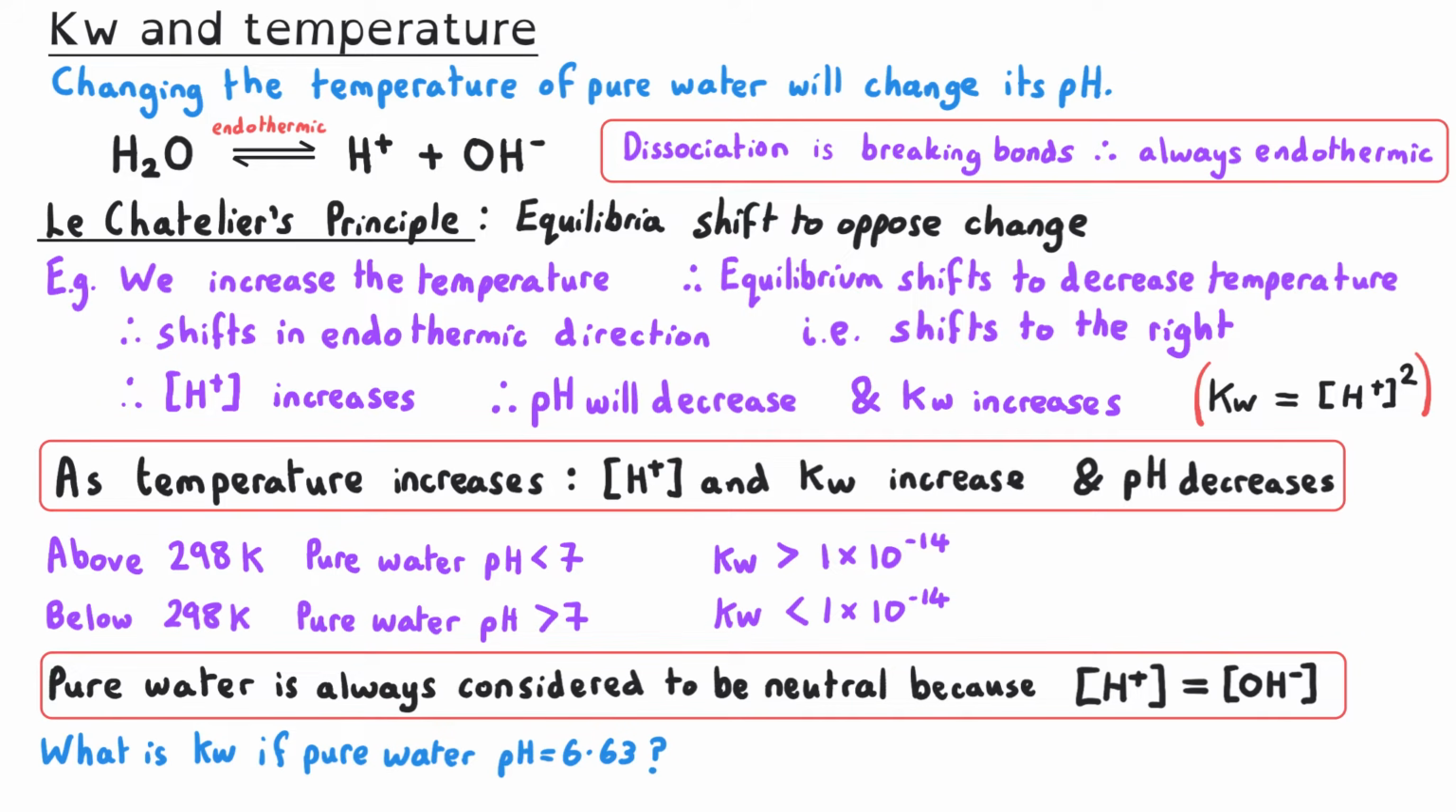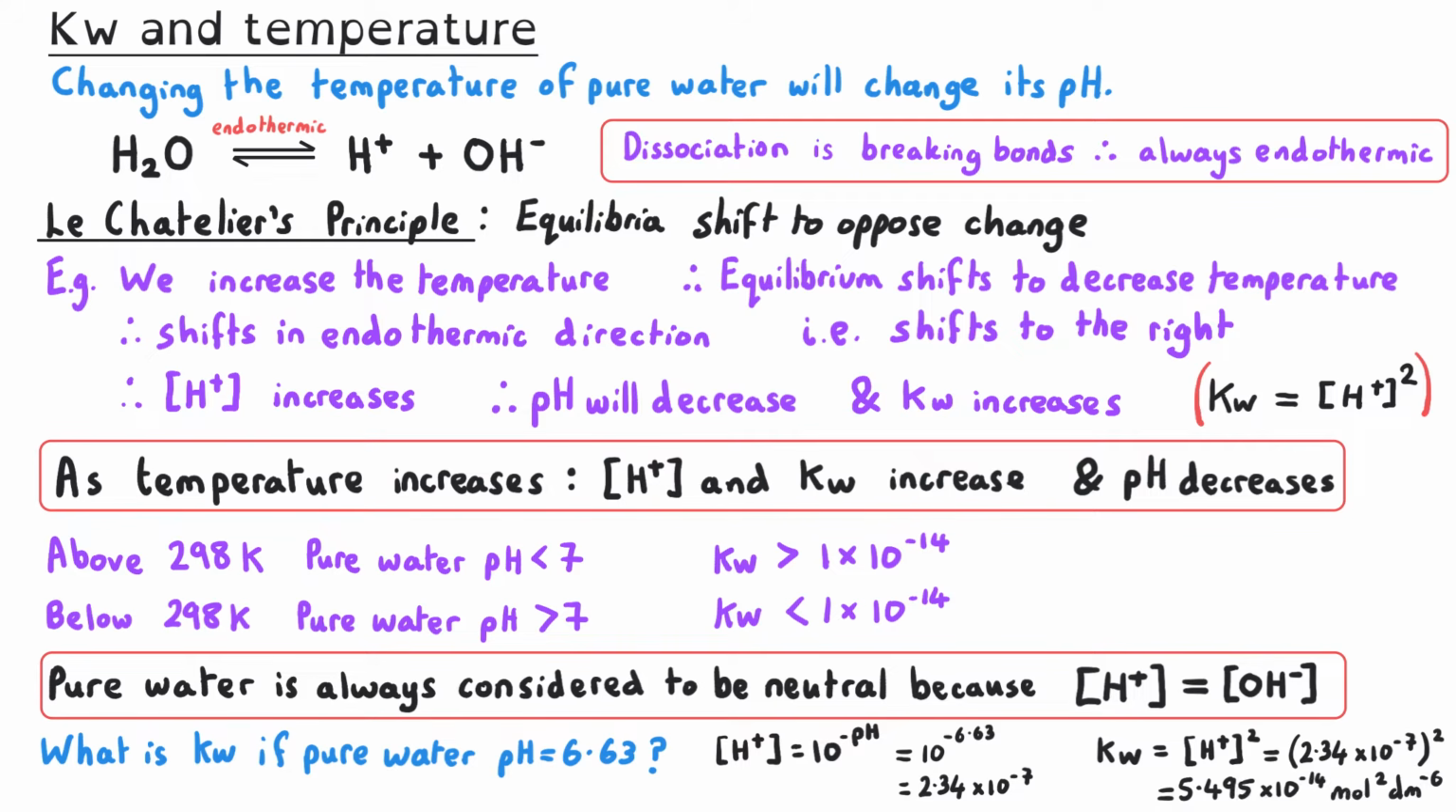If we've got a question, it might ask us, what is the value for Kw if the pH is, say, 6.63? And we know that Kw is H plus squared, and so what we have to do is work out what that hydrogen ion concentration is first. So we do 10 to the minus 6.63. This gives us a hydrogen ion concentration of 2.34 times 10 to the minus 7. And so when we square that value, we get 5.495 times 10 to the minus 14, or 5.50 times 10 to the minus 14 to 3 significant figures.